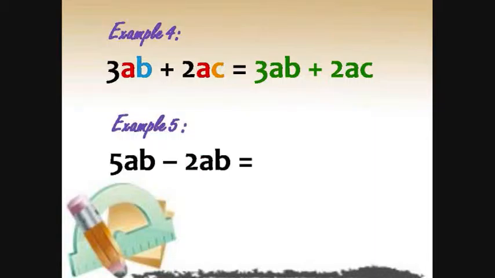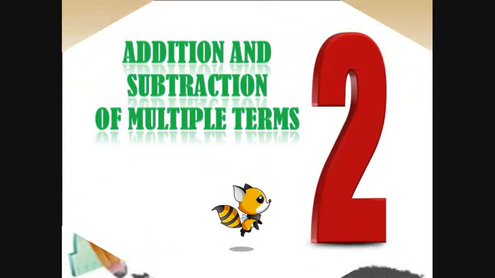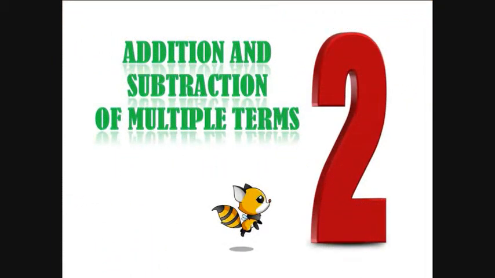Let's try this. 5ab minus 2ab. Here, since they both have ab after the number, this gives us 3ab. As you can see, if your addition and subtraction is good, this should be easy. Addition and subtraction in multiple terms. Like the way we added the multiple numbers in basic math, we might have to add multiple terms in algebra.